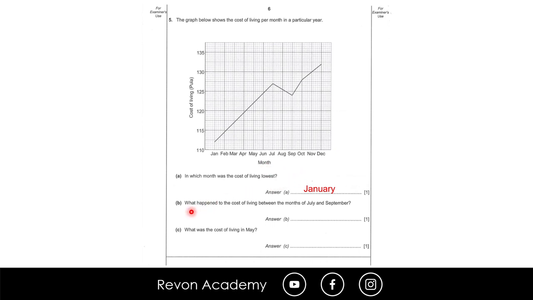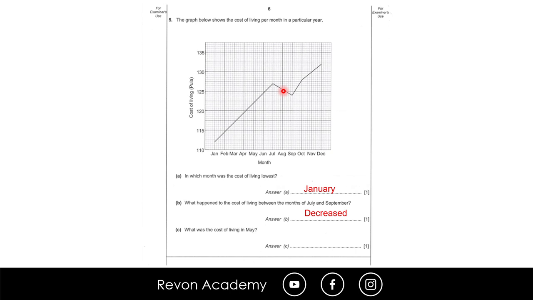Question B says, what happened to the cost of living between the months of July and September? So the month of July is this one, and then the month of September, that's the cost of living there. As you can see, at July, the cost of living was a bit higher than the cost of living at September. So we can see that there's an increase there, a decrease there. So that's basically the answer. The cost of living decreased from July to September. It decreased. That's okay, right?